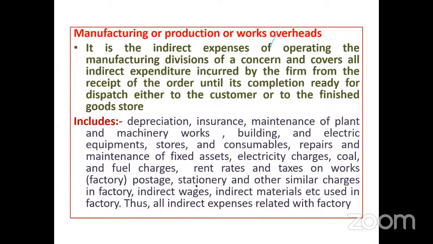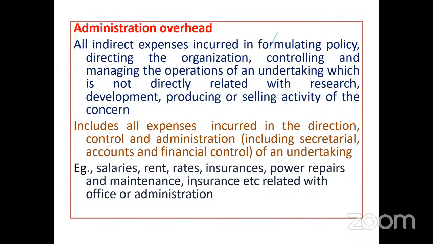It includes depreciation, insurance of your factory, maintenance of the plant and machinery, works building and electric equipment of your factory, stores and consumables, repairs and maintenance of fixed assets, electricity charges, coal and fuel charges, rent, rates, taxes, postage, stationery. That means these relate to the factory production division. So these expenses come under manufacturing overheads.